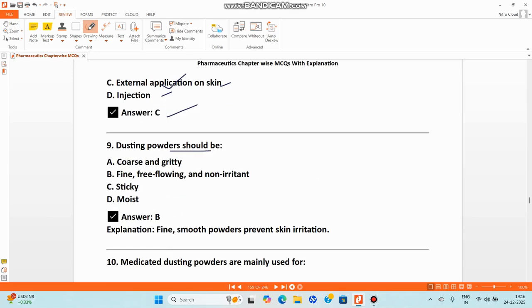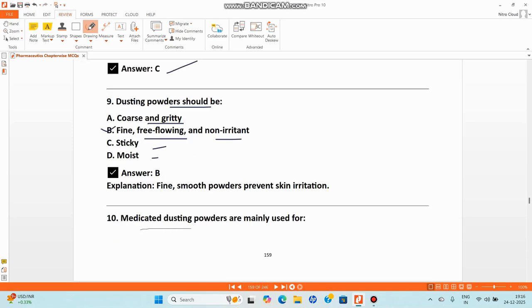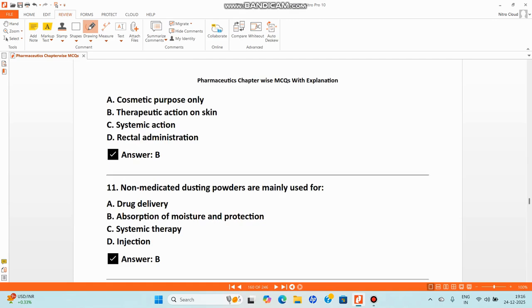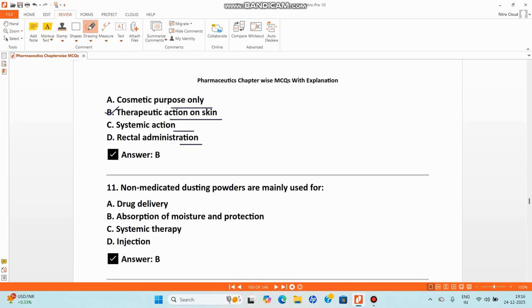Dusting powder should be coarse and gritty, fine, free flowing and non-retentive, or sticky and moist. So answer will be B, fine, free flowing and non-retentive. Okay. Medicated dusting powders are mainly used for cosmetic purpose only, therapeutic action on skin, systemic action, or rectal administration. So B here, therapeutic action on skin. Non-medicated dusting powders are mainly used for B, absorption of moisture and protection.